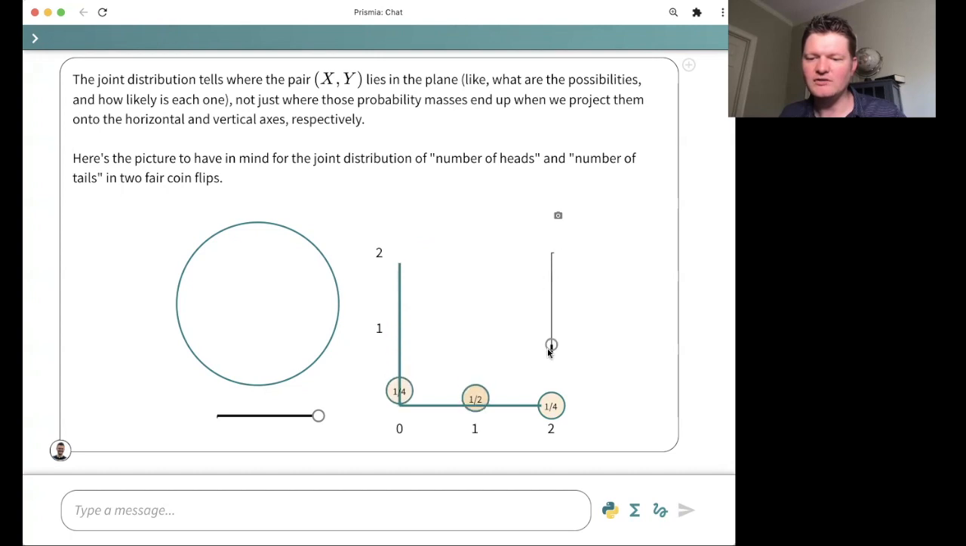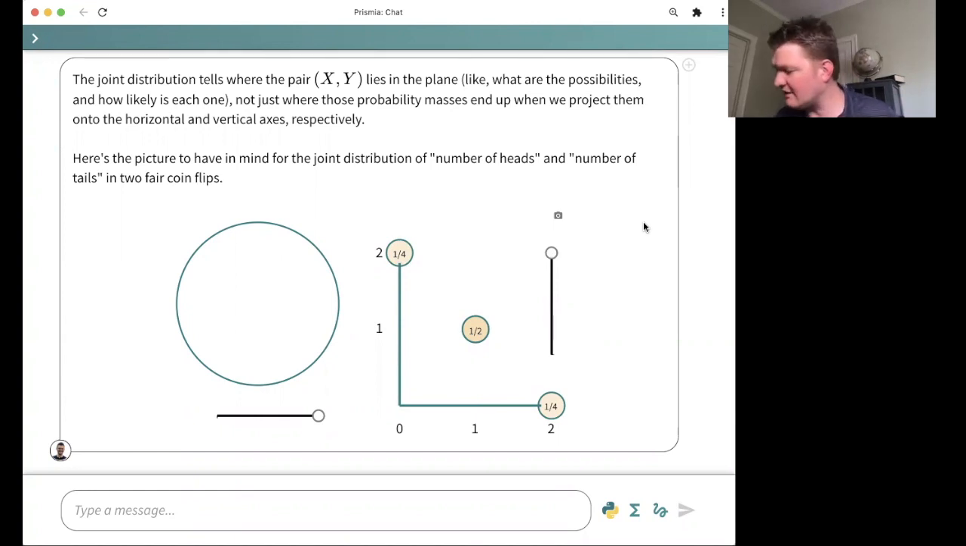And if we want the marginal distribution of x, for example, what we can do is project everything down to the x-axis. And there we have a quarter here, a half here. That's the distribution for the x random variable. And there's not a slider for it, but if you did the same thing horizontally to project to the vertical axis, that would give you the marginal distribution for the y random variable. I want to say just briefly why that's the case.